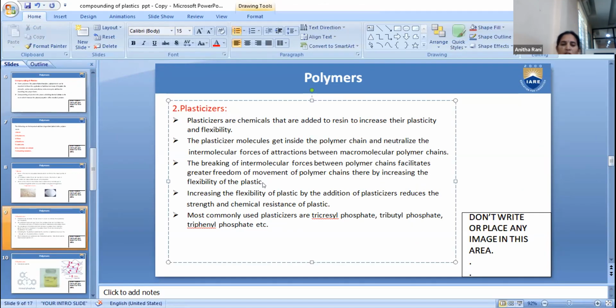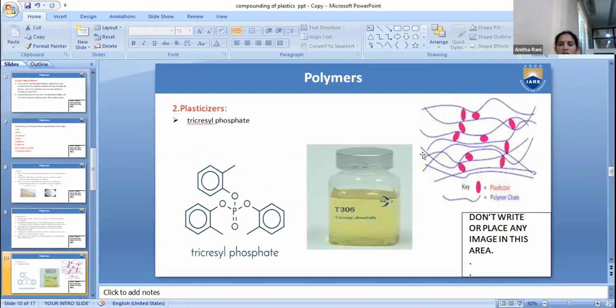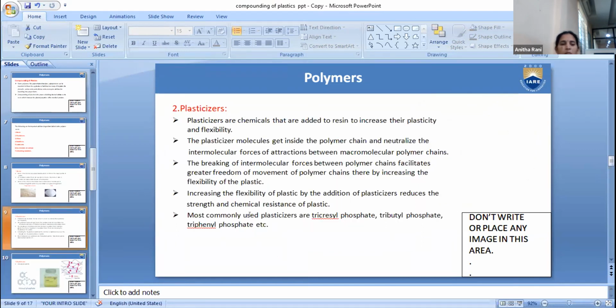Increasing the flexibility of the plastic means easy movement of the polymer chains, and we can easily make it into any molded article. We can get a desired product. So, to increase the flexibility of plastic by adding plasticizers, we can go for molding into any article. But one small disadvantage is that it reduces the strength, not completely. Some decrease in strength will take place.